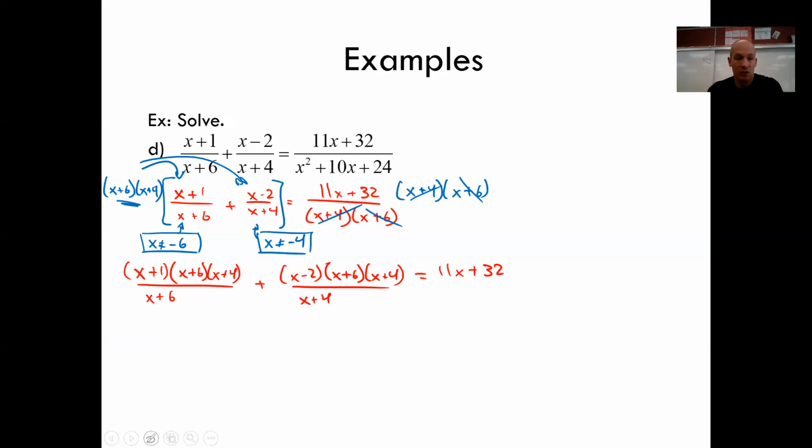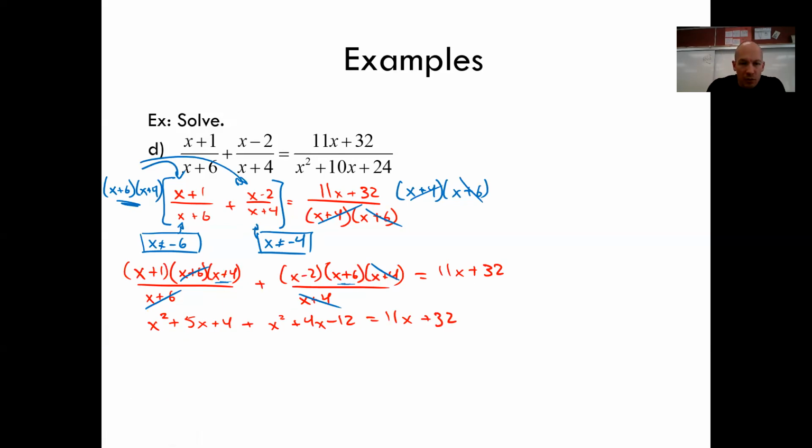Now, of course, you can cancel this guy with this guy, but you see the x plus 4 is left over, and the x plus 4 and the x plus 4, and that leaves the x plus 6 left over here. Okay, so we've got x plus 1 times x plus 4, so this is x squared plus 5x plus 4, and then this one is x squared. I'm just doing the foiling in my head, so let's see, minus 2 plus 6, so that's plus 4x, and then that's minus 12 equals this guy over here.